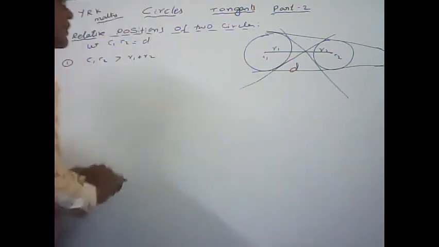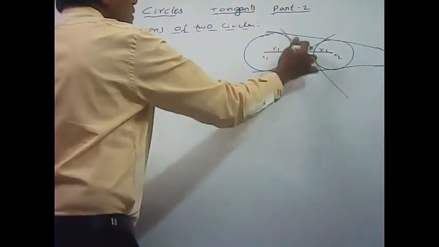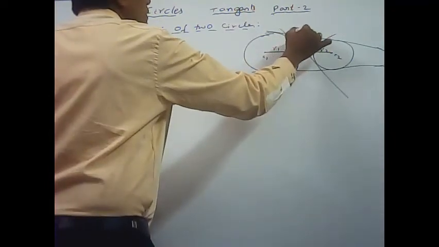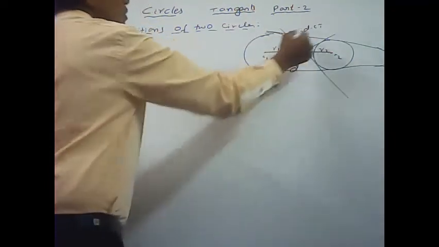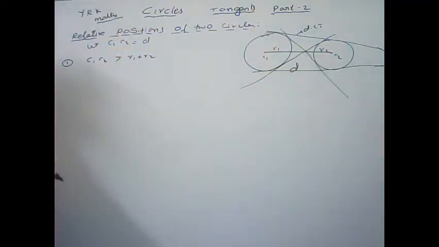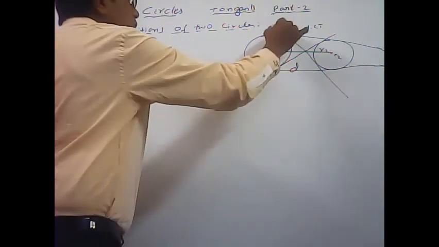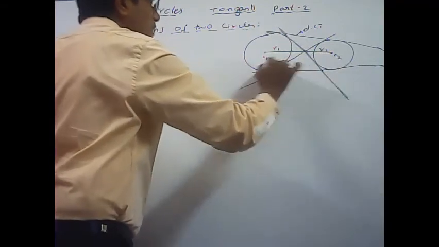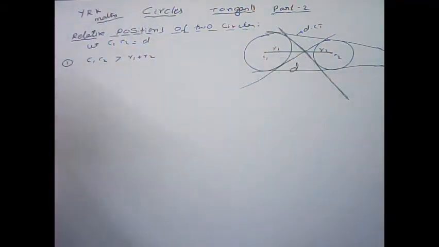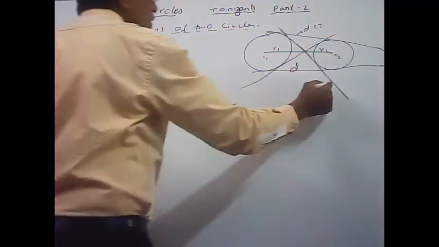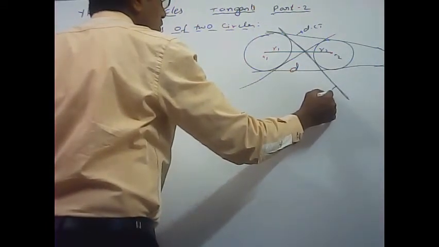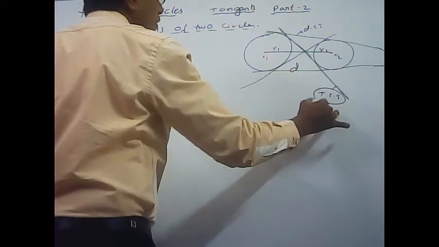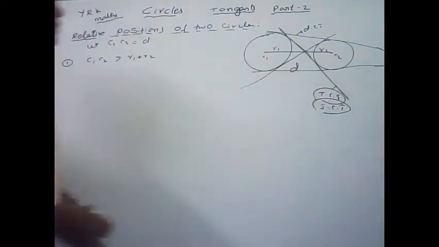Otherwise, if both the circles lie on the same side of the tangent, then that tangent we say is a direct common tangent. And if you observe this tangent, this is also one of the tangents, and both the circles lie on the opposite sides of the tangent. So here this tangent we say is a transverse common tangent or indirect common tangent.